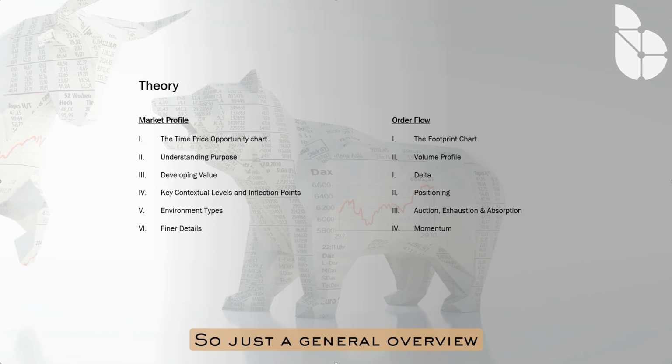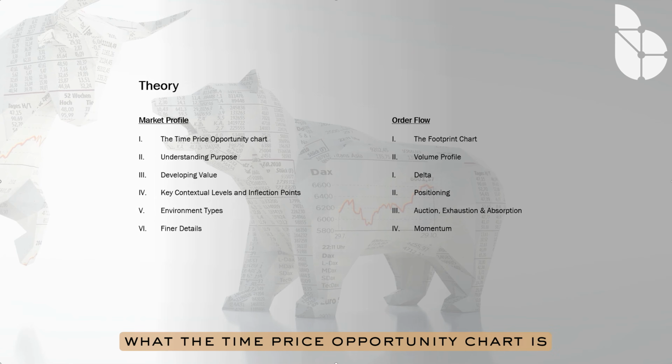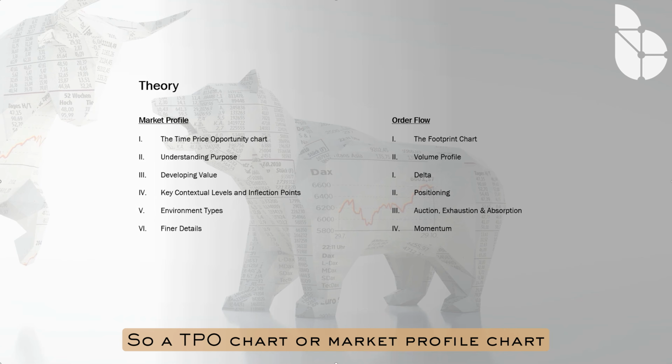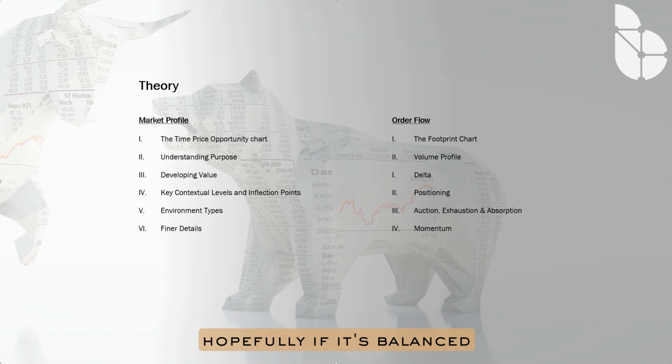So just a general overview of what we're going to be covering. Within market profile, we're going to first go over what the time price opportunity chart is. So a TPO chart or market profile chart, that chart that looks like a Gaussian distribution, hopefully if it's balanced. So we're going to go over how this chart is constructed, the features of this chart, some of the things that we can omit within this chart that are used in traditional markets that are less applicable in crypto.